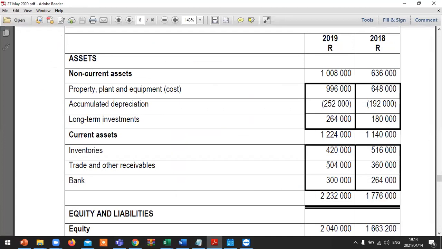Now trade and other receivables went from 360,000 to 504,000. The money that is owed to us has increased. In other words, we have sold goods on credit. Instead of selling goods for cash, we decided to increase the volume of credit sales. That's why we have a lot of customers who owe us. Last year, we had customers who owed us 360,000, but currently it's 504,000.